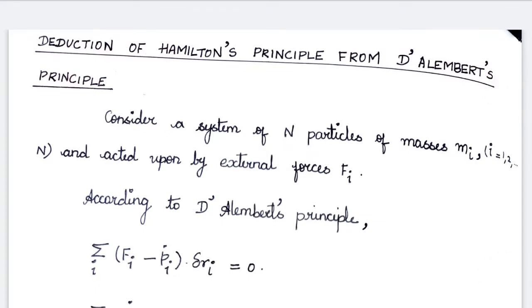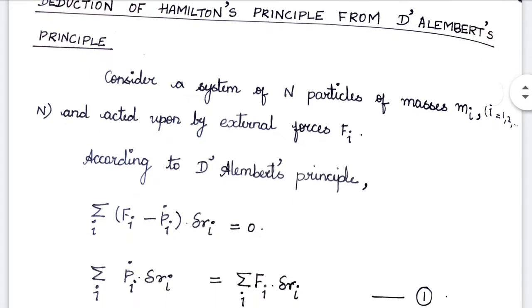In this video, let us derive Hamilton's principle from D'Alembert's principle. For this, let us choose a system which consists of n number of particles of masses mi, where i stands for the number of particles, that is 1, 2, 3 to n, and this system of particles is acted upon by external forces Fi.